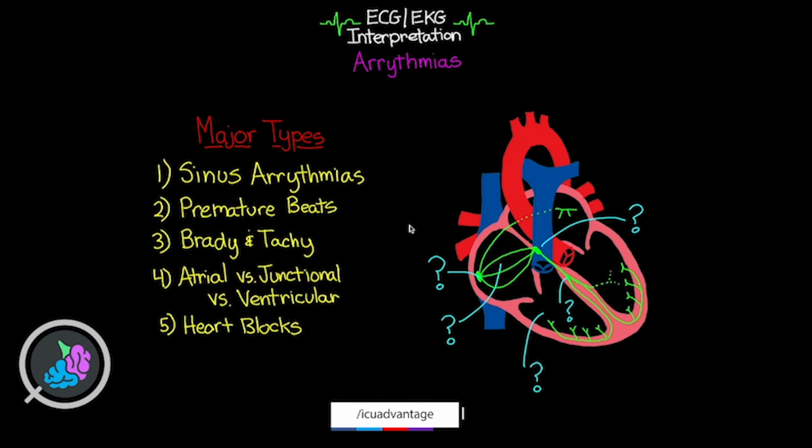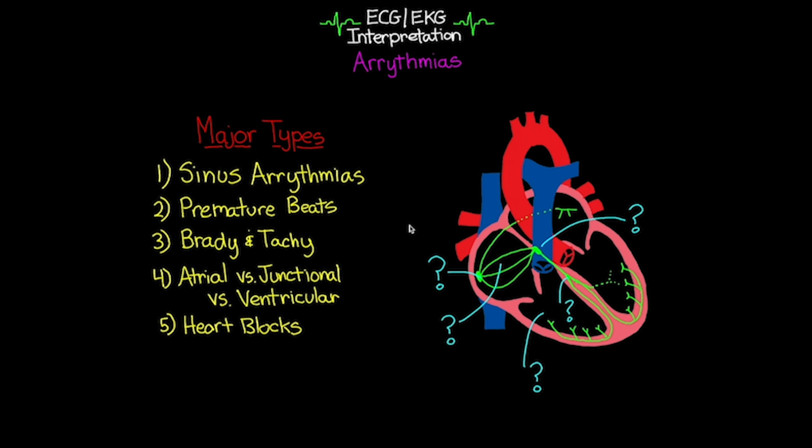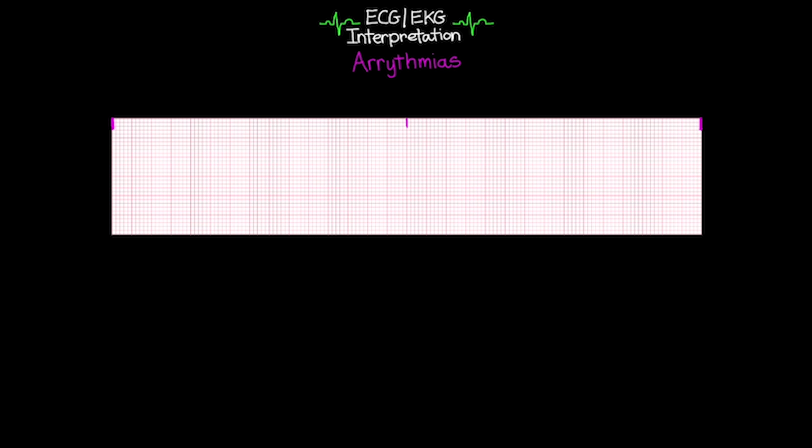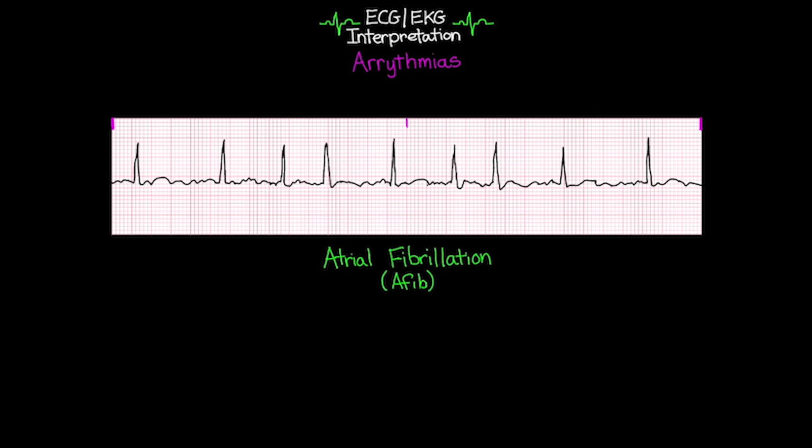And so with that out of the way, let's go ahead and dive into our atrial arrhythmias. And the first, and probably one of the most common and well-known rhythms that we're going to see and talk about, is going to be atrial fibrillation, or what we often refer to as AFib.